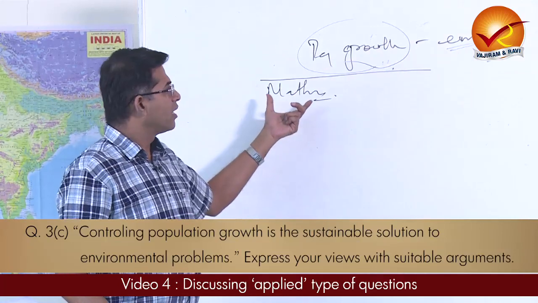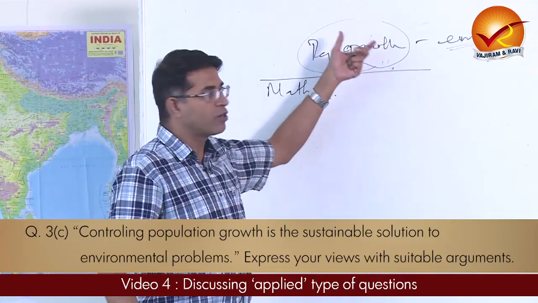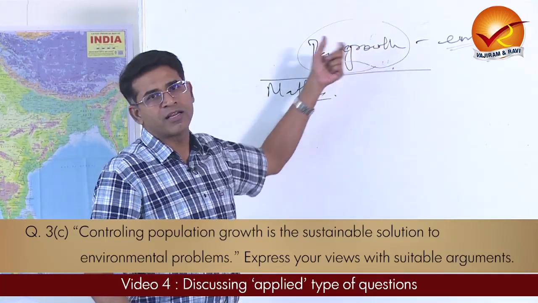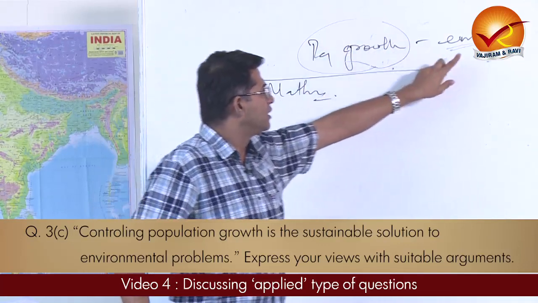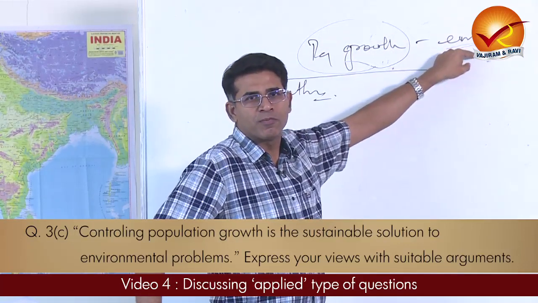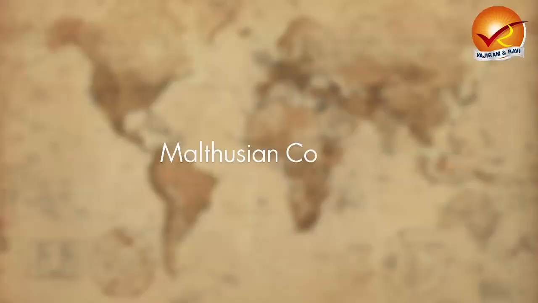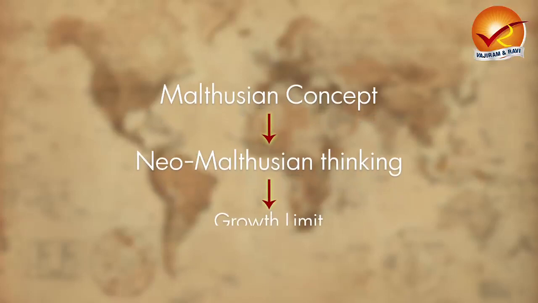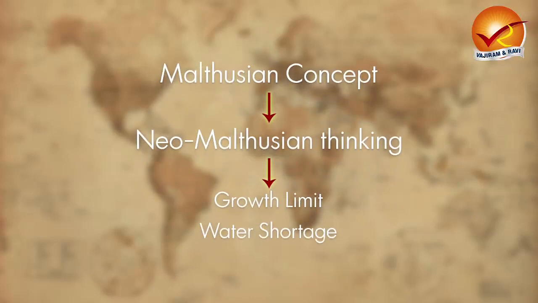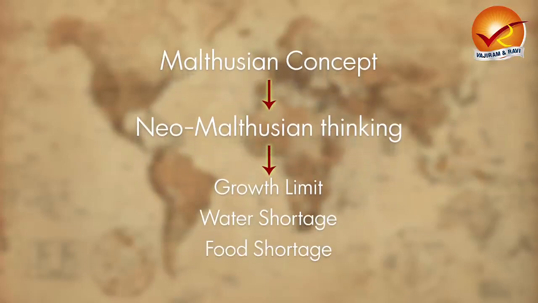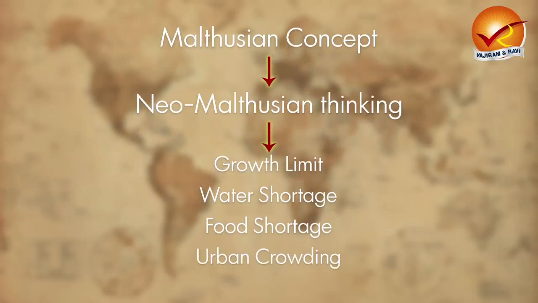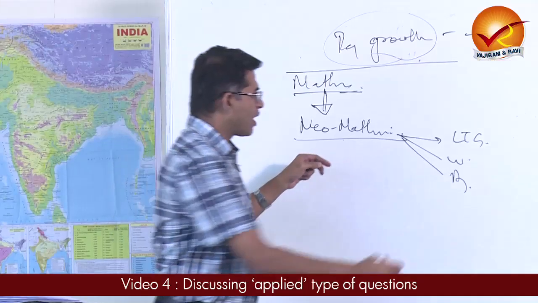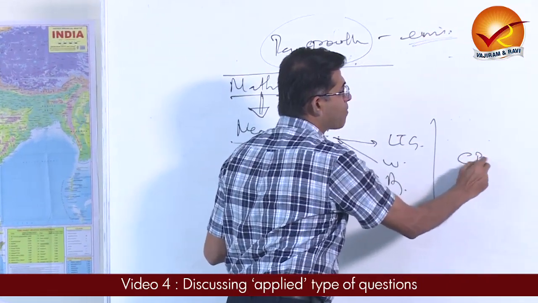And Malthus says, yes, our numbers, our unfettered expansion in our numbers, is responsible for food problems. And the Malthusian concept has been expanded under neo-Malthusian thinking. You can relate this with limits to growth. You can talk about water shortages, food shortages, urban crowding, pollution, the whole idea of Earth's carrying capacity.